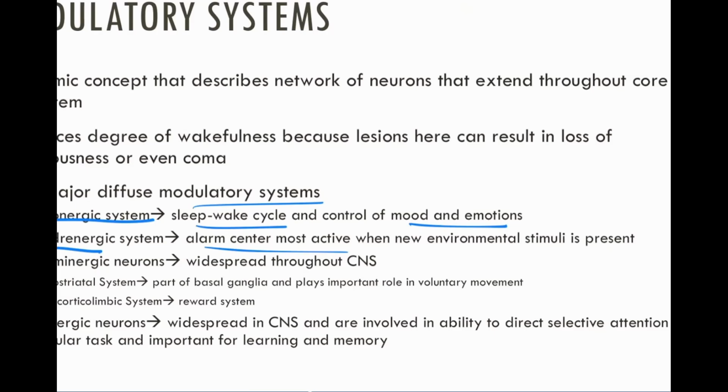So something new, you haven't experienced it before, you're a little alarmed. Like you had an exam this morning, it's your first exam in PA school. You'll have your first exam. You will have a noradrenergic response because it's a new environment, a new stimuli, you haven't had it before, you don't know what to expect, so you start worrying.